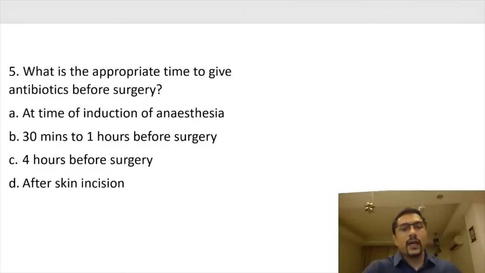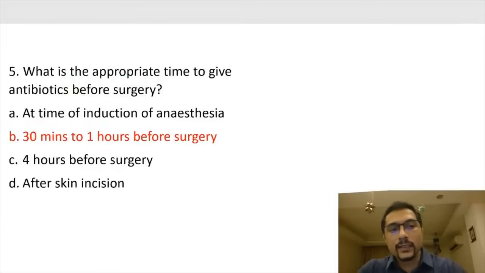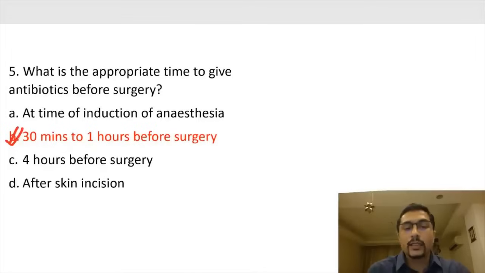Another question which has been asked: what is the most appropriate time to give antibiotics before surgery? This has been asked multiple times. Options are at the time of induction of anesthesia, 30 minutes to 1 hour before surgery, 4 hours before surgery, after skin incision. The correct answer here is 30 minutes to 1 hour before surgery. Earlier, the answer was induction of anesthesia, but the latest guidelines say that 30 minutes to 1 hour before surgery is when the prophylactic antibiotic should be given.